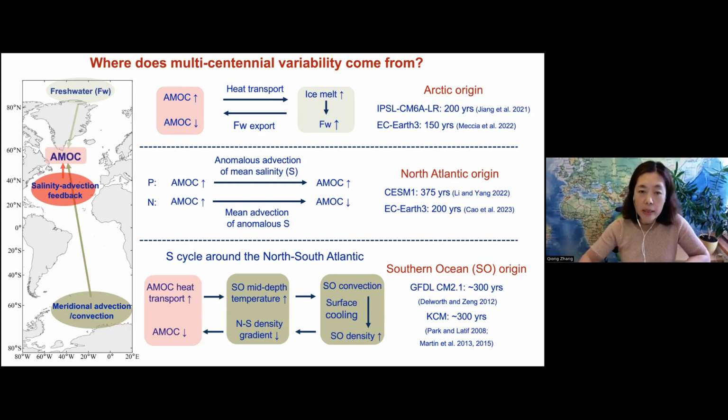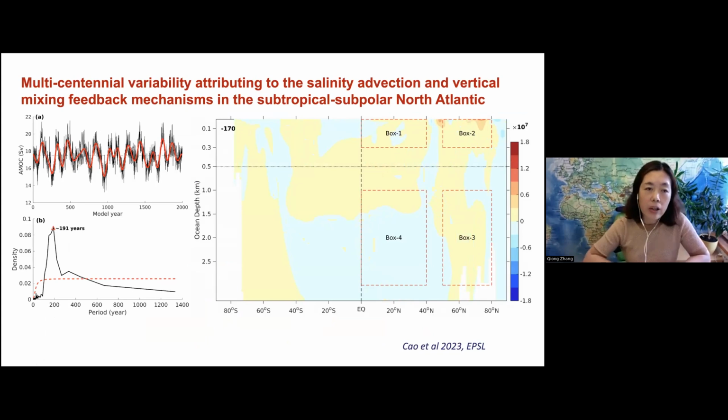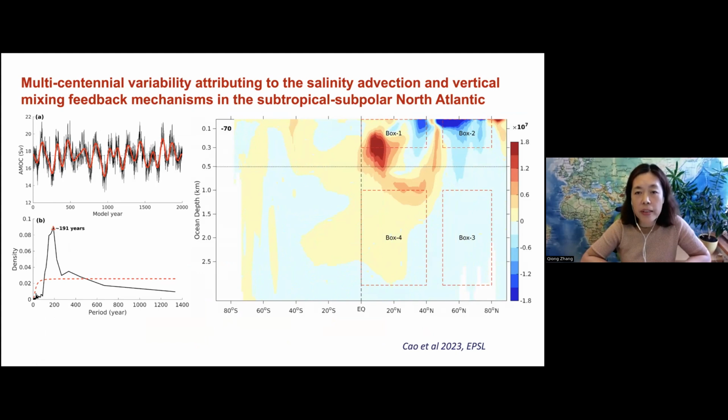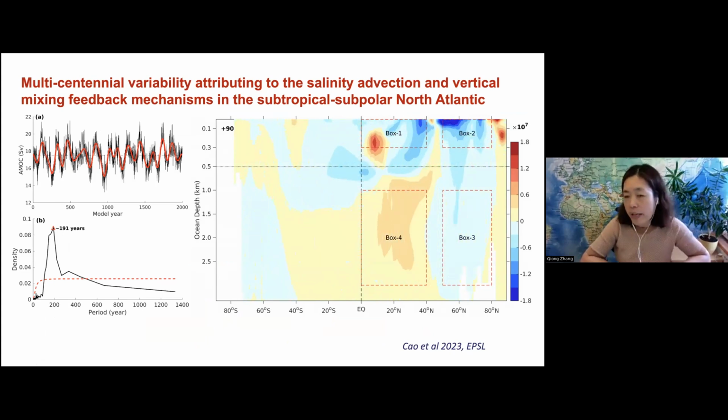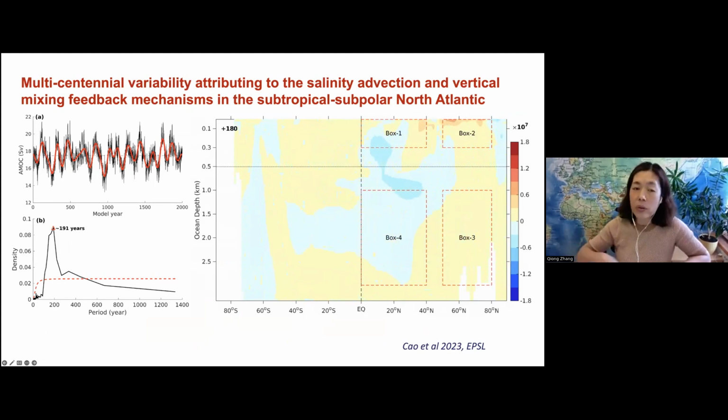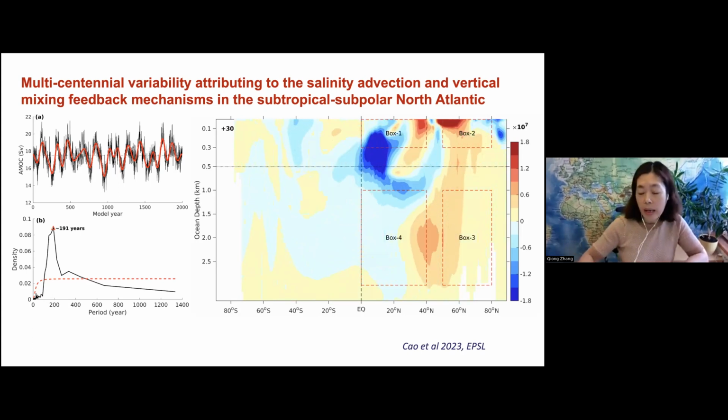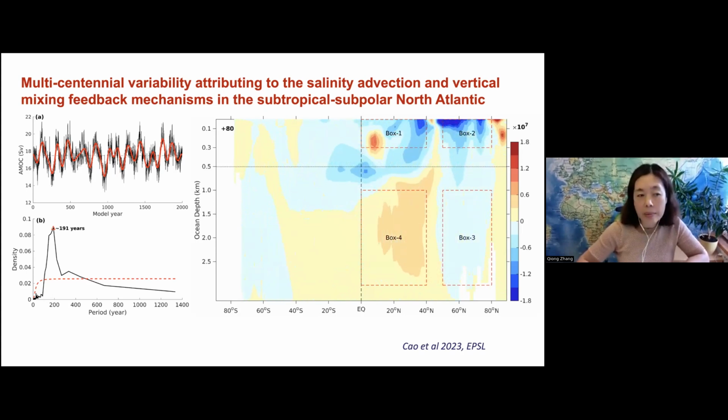So that's why we show this diagnostic and also propose this variability mechanism is attributed to the salinity advection and vertical mixing feedback with mechanisms in the subtropical and subpolar North Atlantic. Because from this animation, you could see these cycles or variabilities are only active in this region, but do not go beyond to the Southern Ocean. So of course, this is only one result. It might be different in other models.